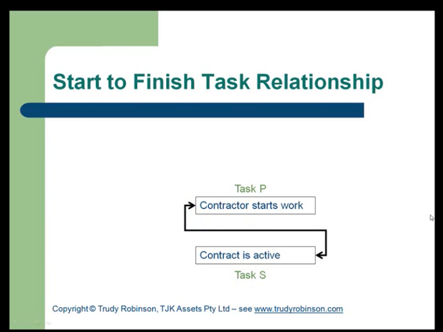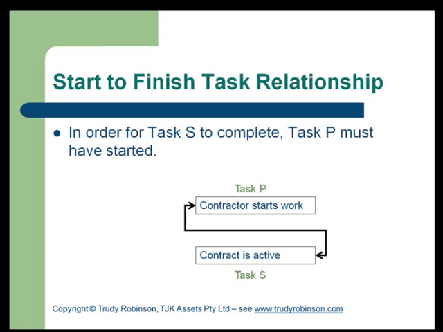So the fourth of the 4 relationships is a start to finish. In this case, the successor cannot complete until the predecessor has started. It is difficult to explain this one, and it is not a commonly used relationship. However, in the example that's been given, a contract may be active, but it cannot be active until the contractor starts work. So it's a reverse of the finish to start, which is the most commonly used relationship.